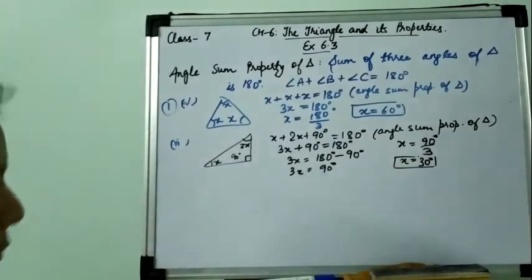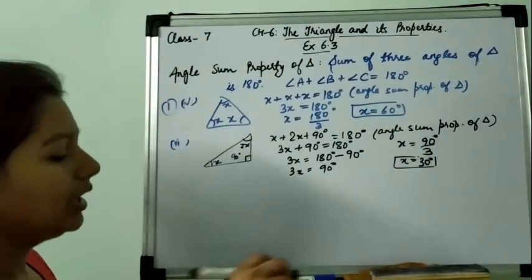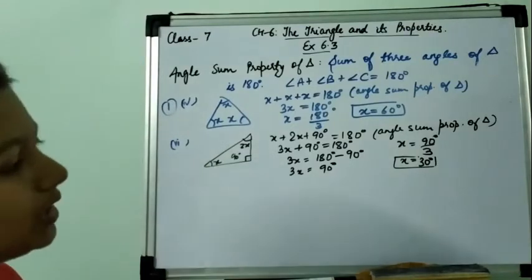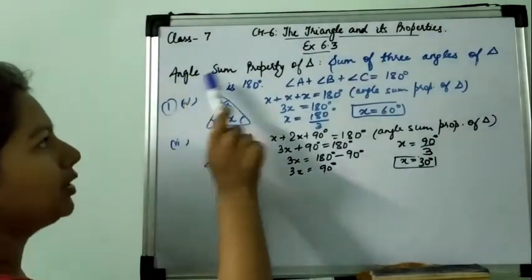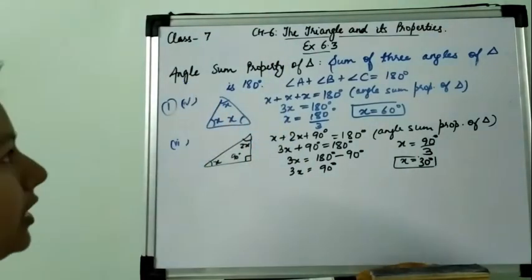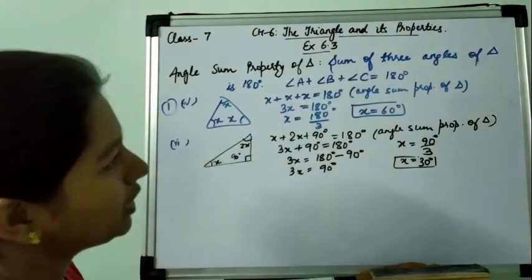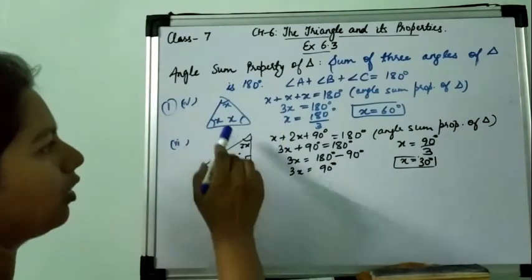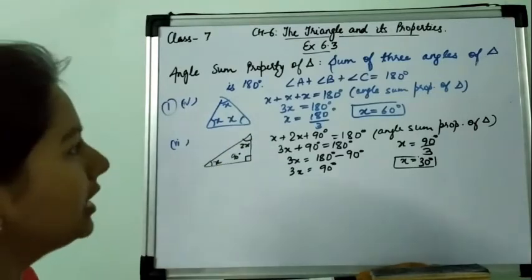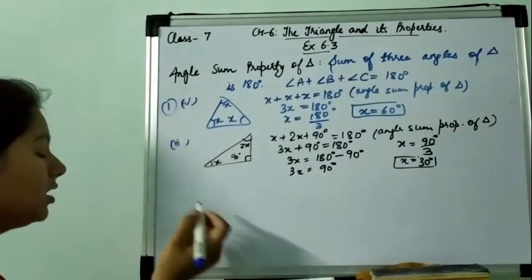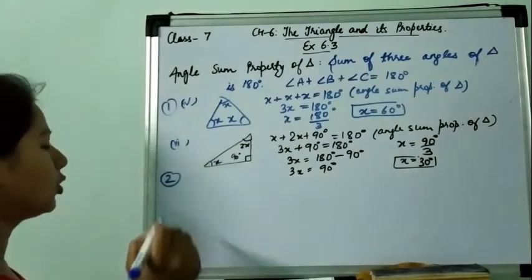Okay, so I hope you all have understood that how we can find out the value of unknown angle by using angle sum property of triangle. Angle sum property of triangle is applicable on all the three interior angles of triangle. Now similarly, moving to our question number 2.